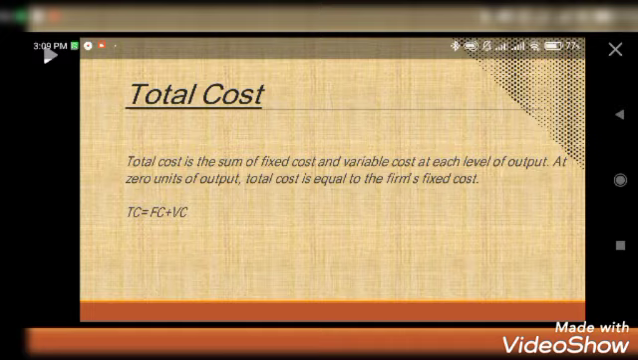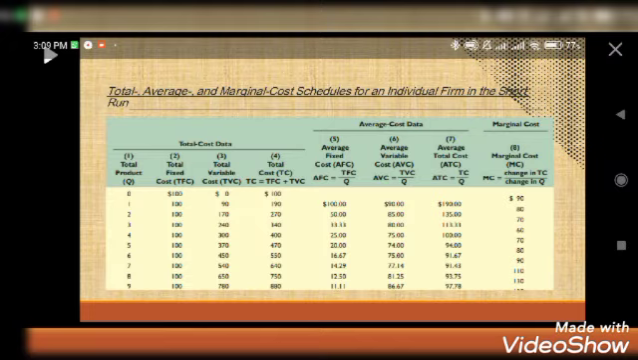Okay, next is total cost. Total cost is very easy, which we get through the sum of fixed cost and variable cost. You can see the calculations are basically made for total fixed cost, total variable cost, total cost, average fixed cost, average variable cost, average total cost, and marginal cost. You can get the total cost by taking the sum of total fixed cost and total variable cost. If you want to calculate average fixed cost, you can divide total fixed cost by quantity.